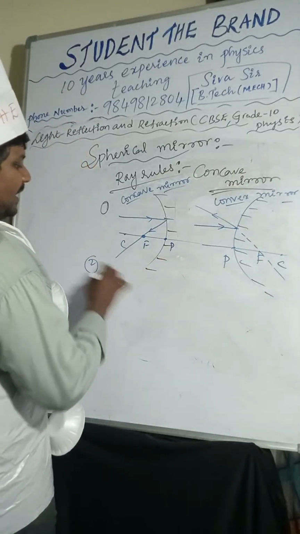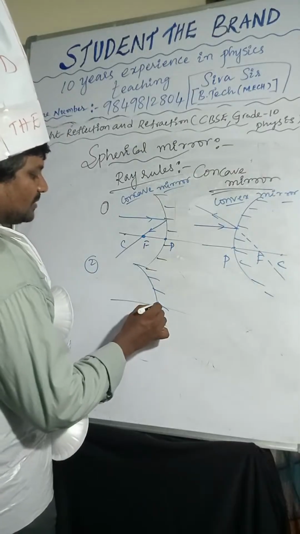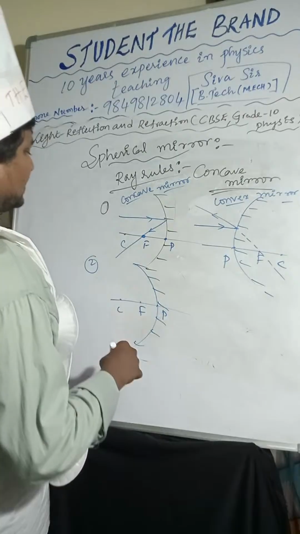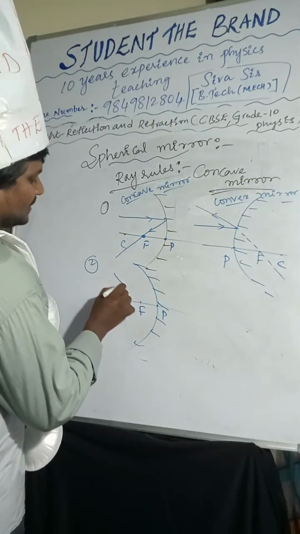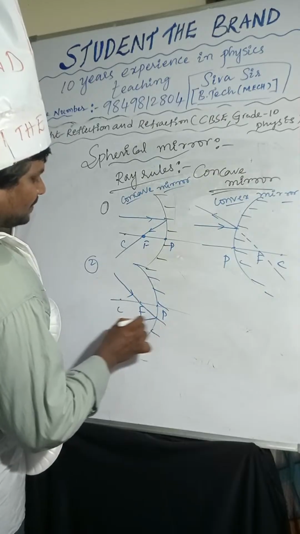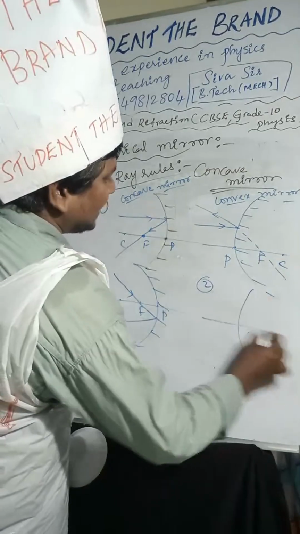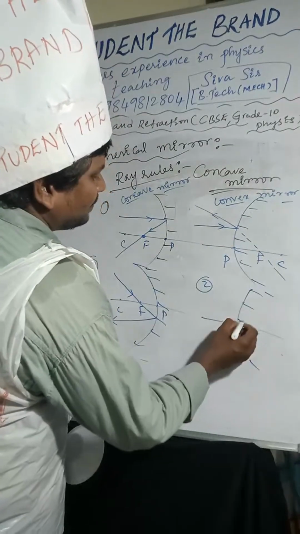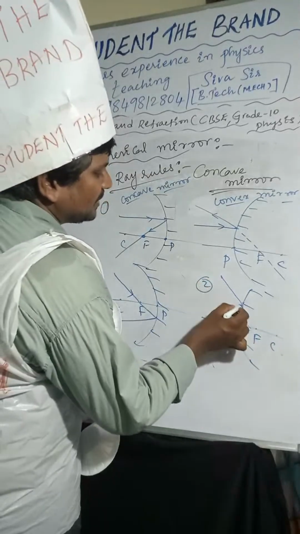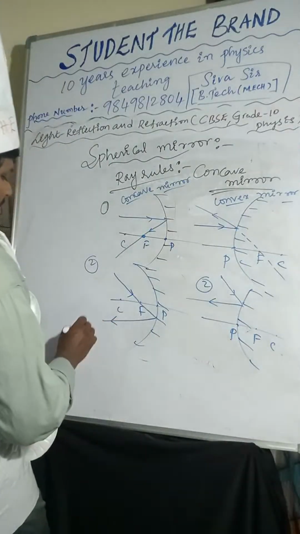Second one, if you are considering here, this is the pole, focus, and center of curvature. If the light ray passes through the focus, after reflection it passes towards infinity. Here also, in the second one, if the light ray passes through the focus, after reflection it passes towards infinity.